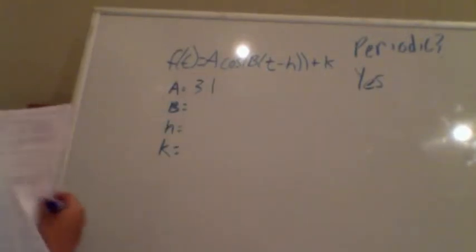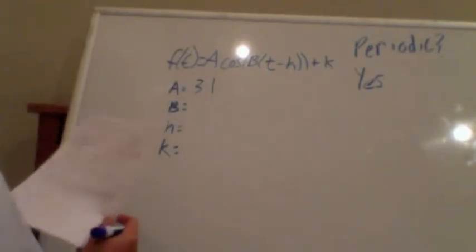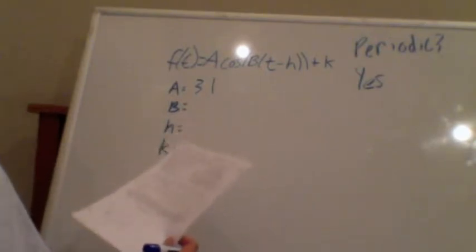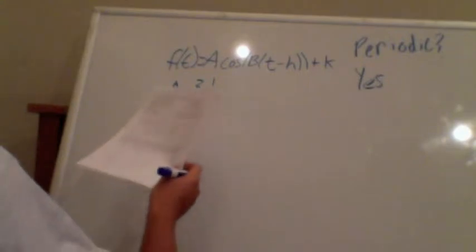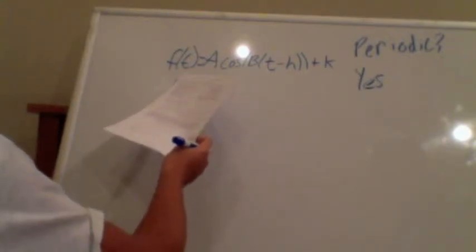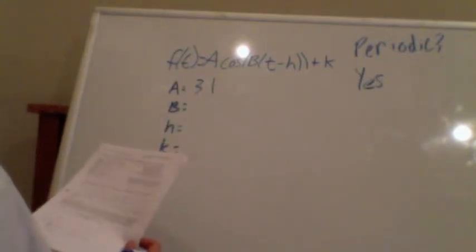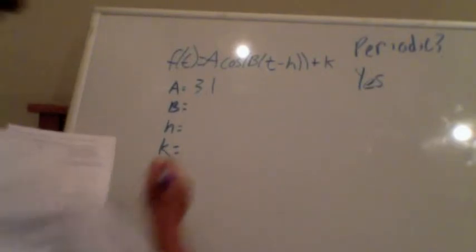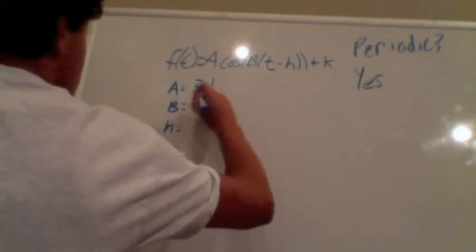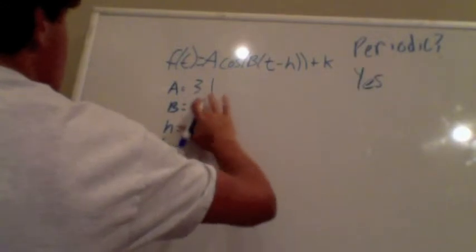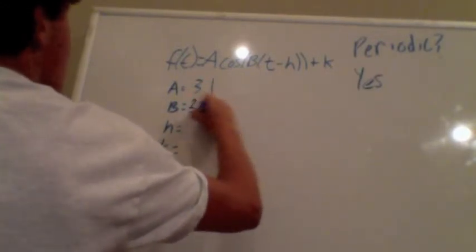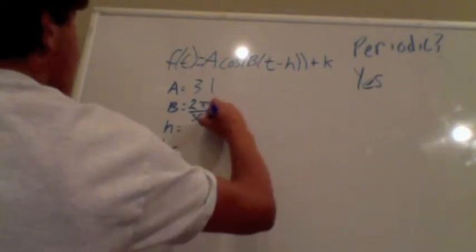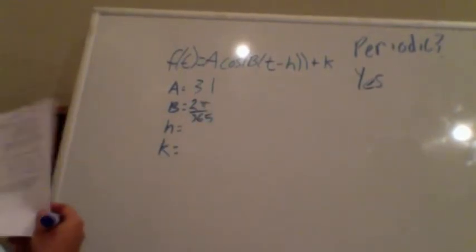And the b value is telling us how long or horizontally compressed or stretched the function is going to be. And since the function is supposed to give us the number of daylight hours in terms of days, a year is 365 days. And that will give us 2 pi over 365 for a b value.